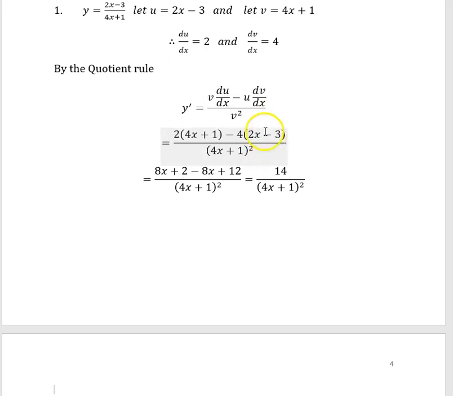Now I'll hold the numerator constant. After you have done that, applying that rule, you open the bracket on top only. It becomes 2 times 4x is 8x, 2 times 1 is 2, negative 4 times 2x is negative 8x, negative 4 times negative 3 is positive 12. You don't need to open the denominator bracket, it's fine. Now collect like terms. If you do that, the 8x will cancel out, and 2 plus 12 will give you 14 over that. And that becomes your answer.